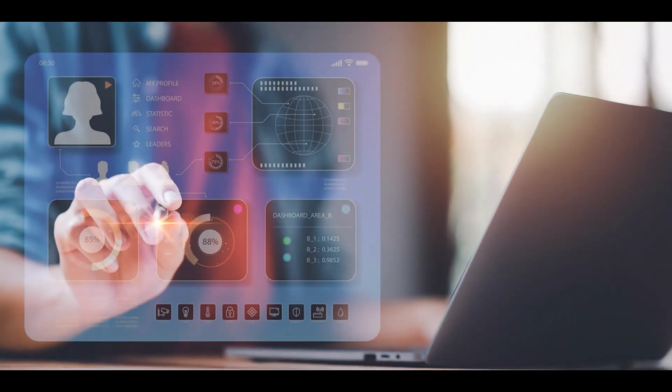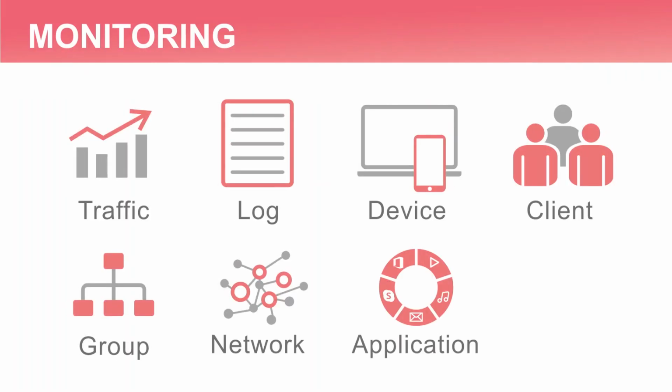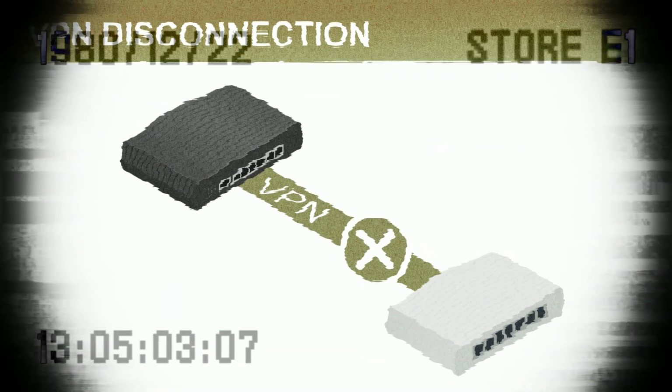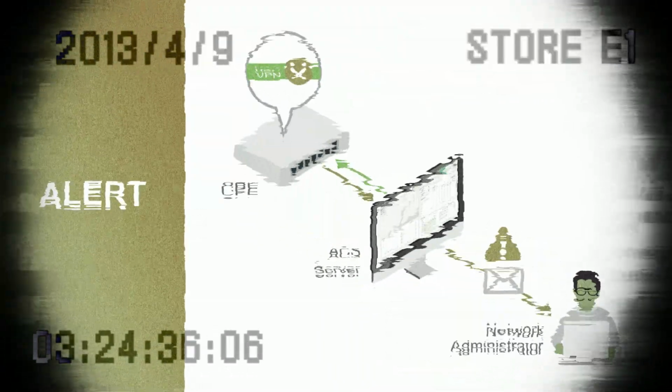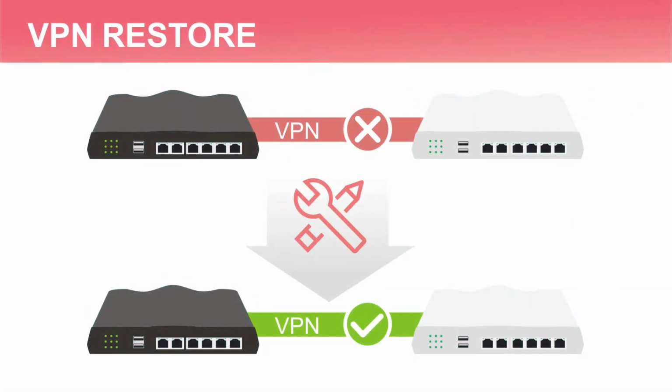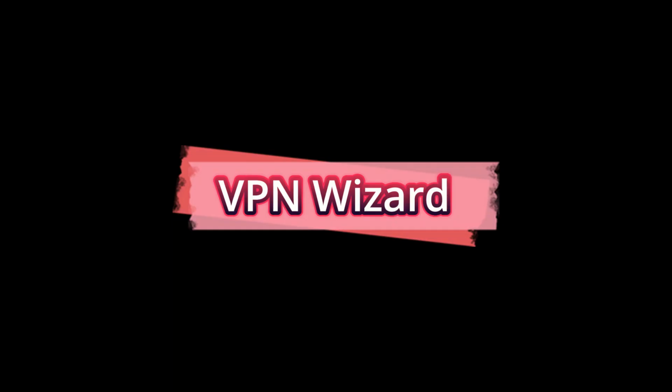Second, the monitoring. With VigorACS 3's monitoring feature, you can centralize your CPE management with visibility from one single panel. It allows you to monitor logs, traffic, data usage, devices, groups, networks, and users. Once there's any disconnection, like a VPN drop with the ACS server, you will get the alarm notification to take action immediately.